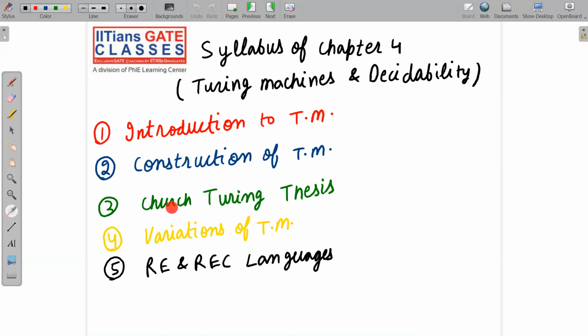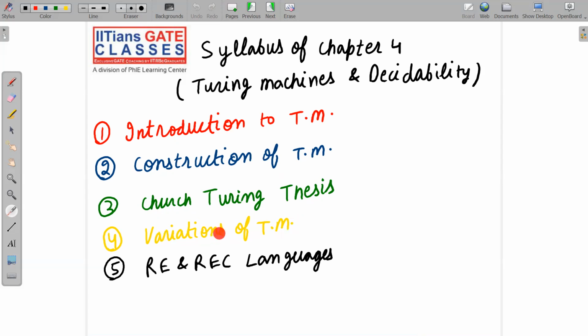Then Church Turing thesis. Okay, so this thesis says that what could naturally be called an effective procedure can be realized by a Turing machine. That means for any problem, if we are able to think about a procedure, then there is a Turing machine which can implement it. Okay, so there is a small difference between procedure and algorithm, and I will clear that in this topic only. Next is variations of Turing machines.